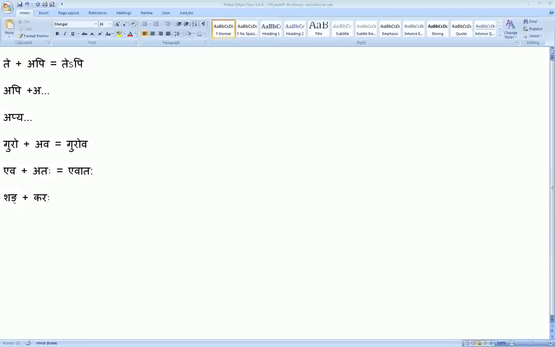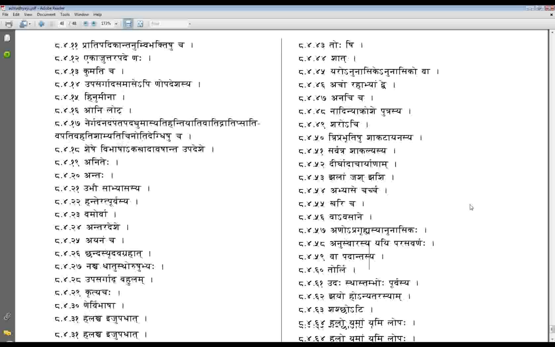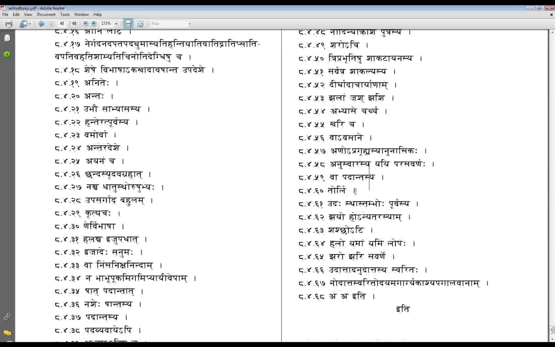Switch back to the Ashtadhyayi screen, and it says Vapadantasya. It means that if the Anuswara is a Padanta Anuswara, this operation is optional. So the Anuswara can stay Anuswara, or it can become the Parasavarna. As a matter of convention, in writing, they will put only the Anuswara. They will not put the Parasavarna letter, even though it's equally correct.